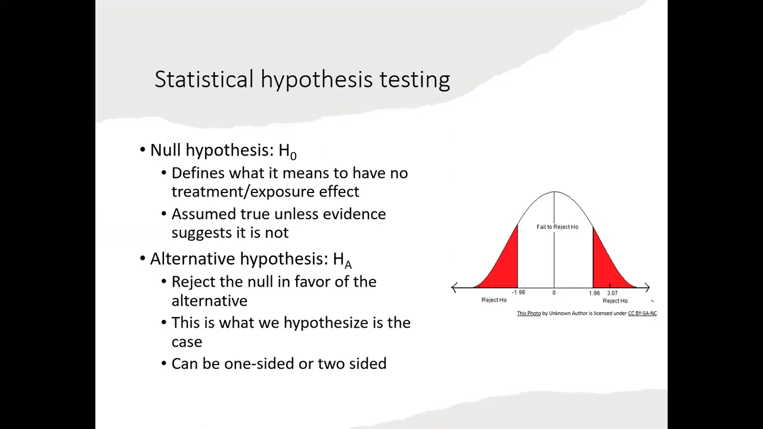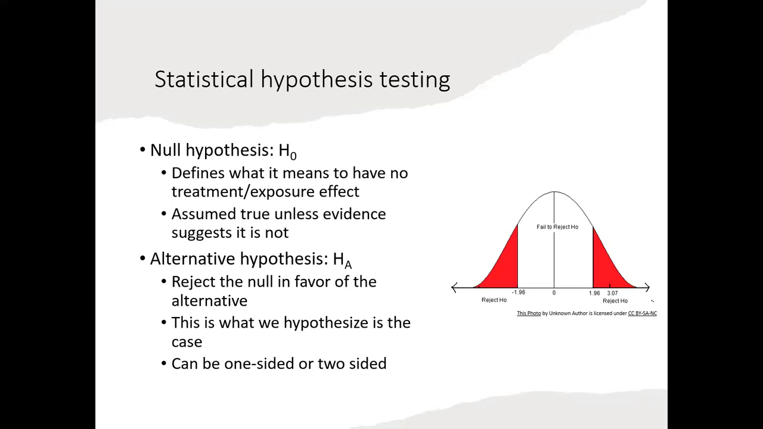So we think there's going to be a difference between those groups of supplemented kids and non-supplemented kids. Our null hypothesis says there's no difference, right? So that's what we start with. It defines what it means to have no effect, no treatment effect, no exposure effect. So if we have two groups that we're comparing, saying that those two groups are the same.